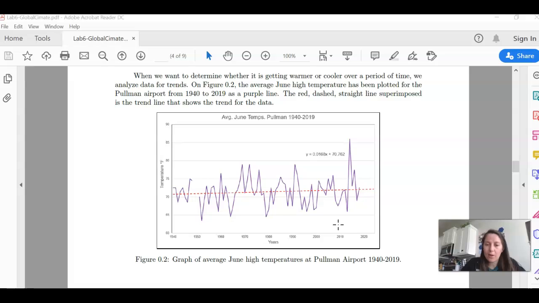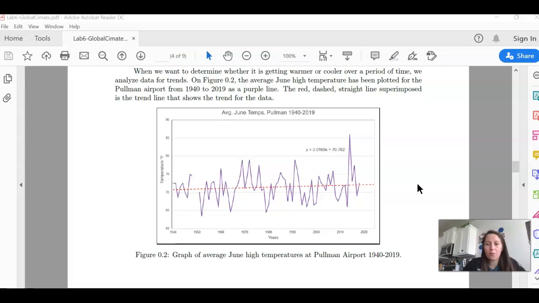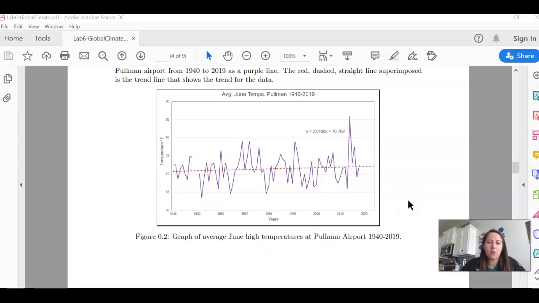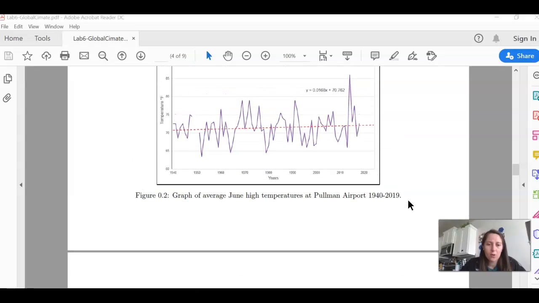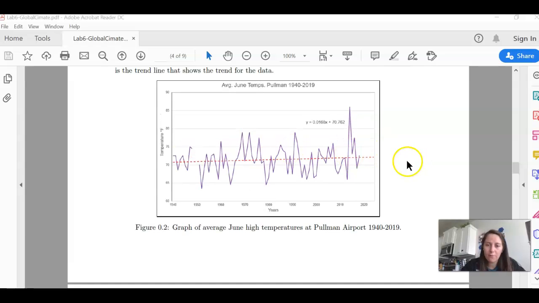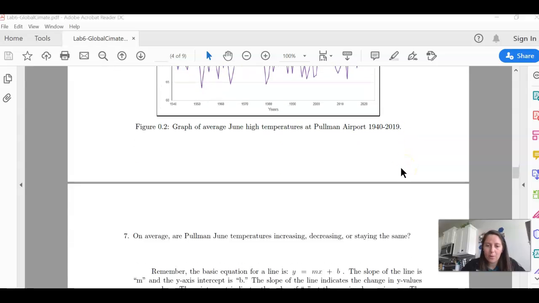The red line, a straight dashed line, is the trend line that shows the trend for that data. Overall, it's kind of like averaging it out in a way and seeing what is overall happening. You might have seen those kinds of lines before. The trend line tells you, is it increasing, is it decreasing, and to what degree is it doing it? And you might have used this formula before: y = mx + b, so we'll go through it.